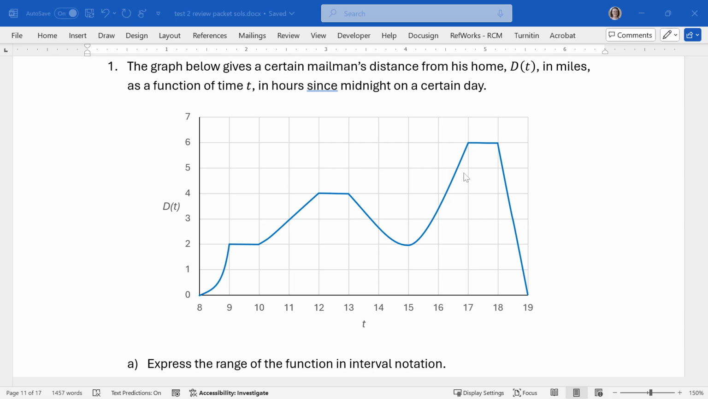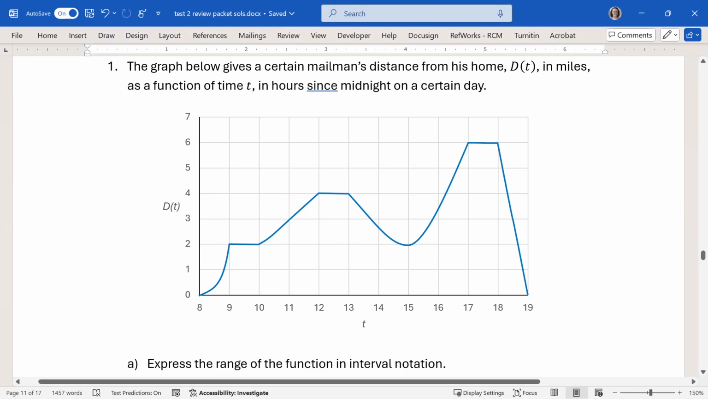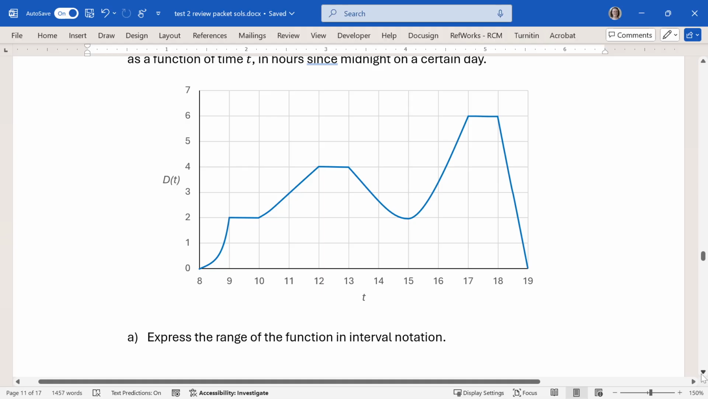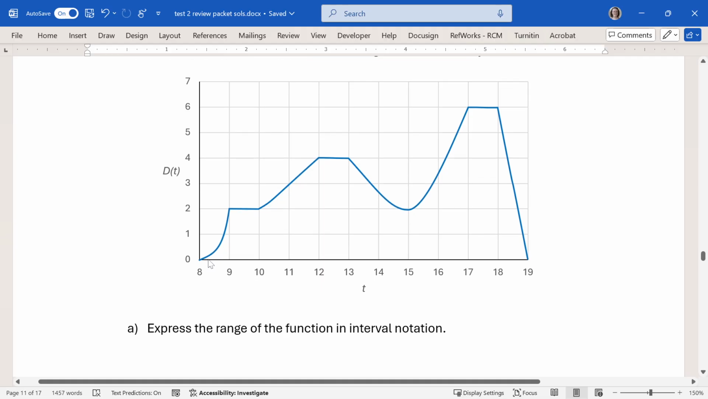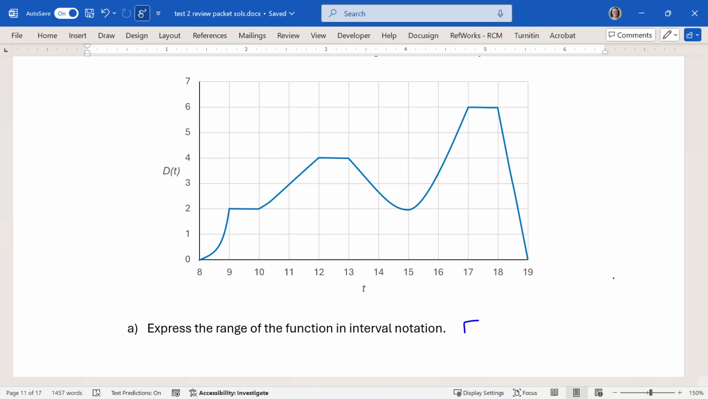So the first question is to express the range of the function in interval notation. So the range of this function looks like it goes from 0, which I guess he's at home, all the way up to 6. And so it looks like it is including both 0 and 6 as values. So in interval notation, that is going to look like this. So we're using square brackets to include those values.